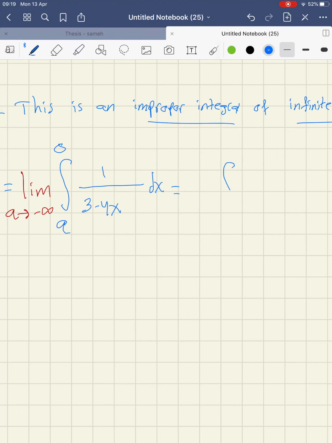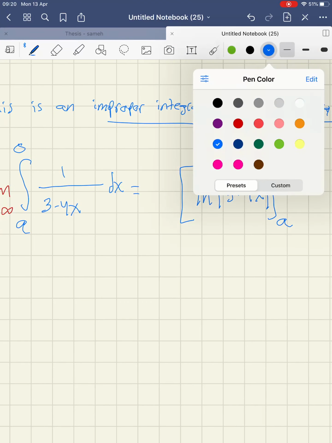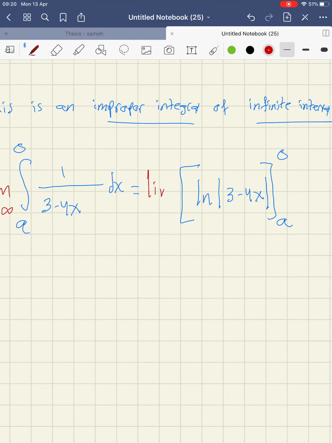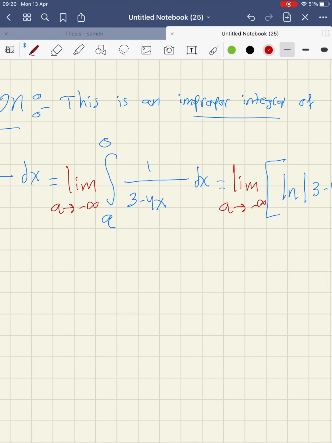Now let me just do the integral first. Focus on the integral. So the integration of this one is an easy integral because it is ln absolute value of 3 minus 4x. And then you need to evaluate it from a to 0. Of course, how much a is we use the limit. The next step, we need to substitute 0, we need to substitute a. So you still have this limit.